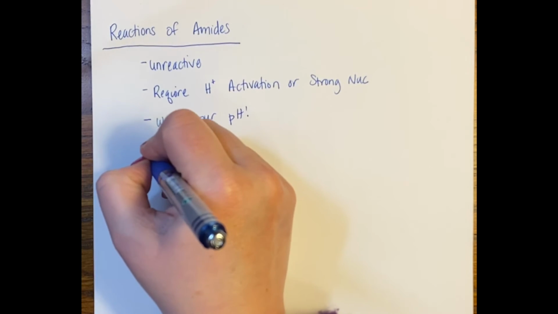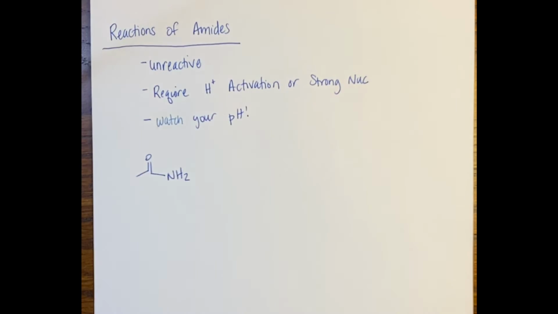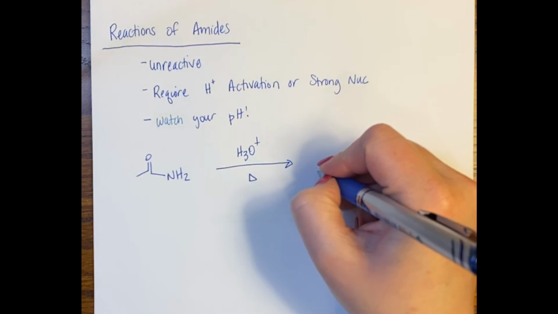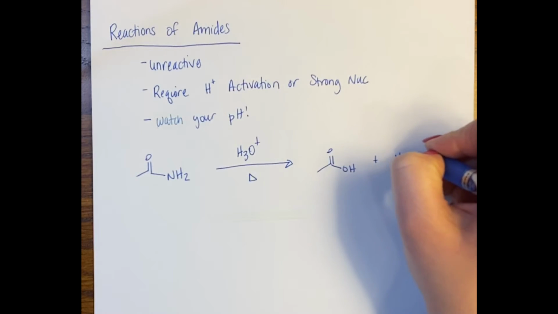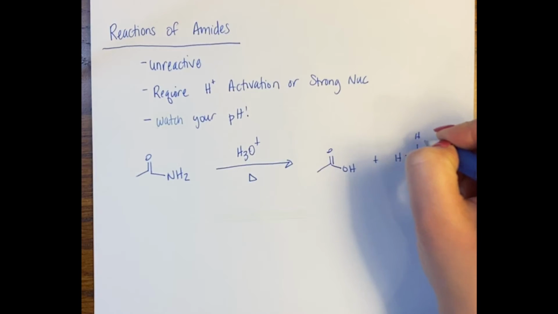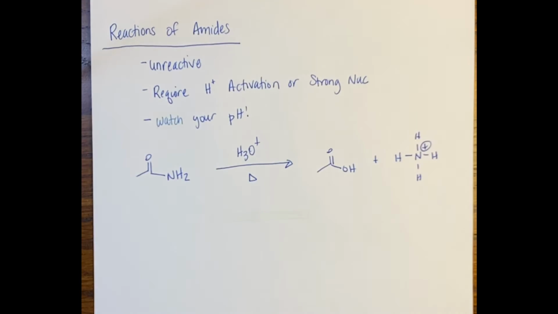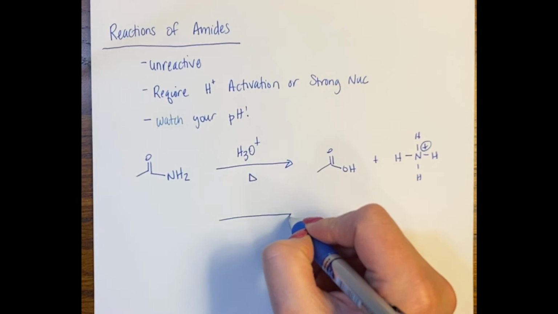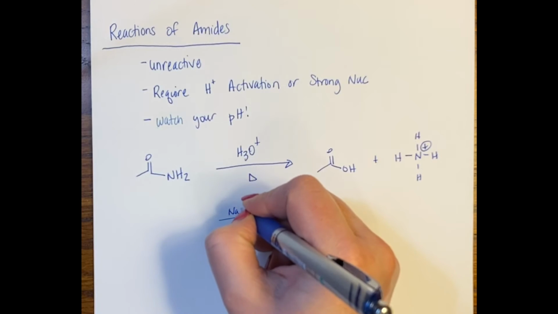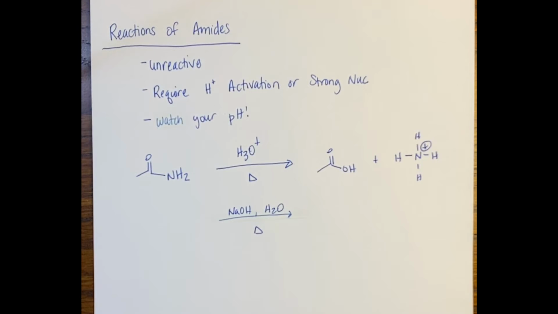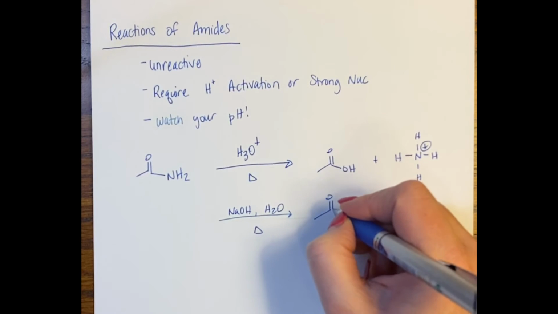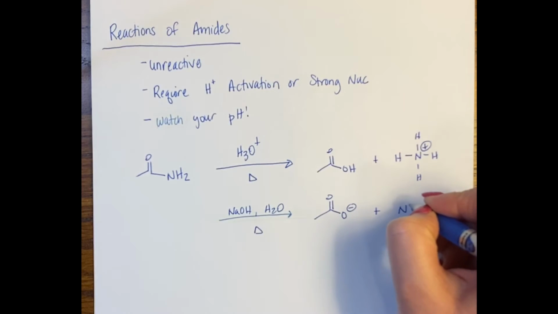So if we use this compound as a simple amide to look at a couple of reactions, we could look at the reaction of this amide with H3O+ and heat, and the product of that reaction is going to be a carboxylic acid plus an ammonium ion. We could also look at the reaction of that same amide under basic conditions, so that if I treat that amide with sodium hydroxide, water, and heat, the product that I get out of that reaction is a carboxylate ion and an amine.